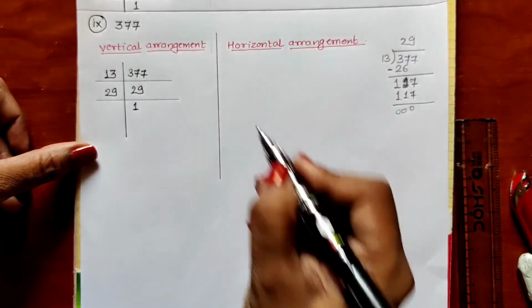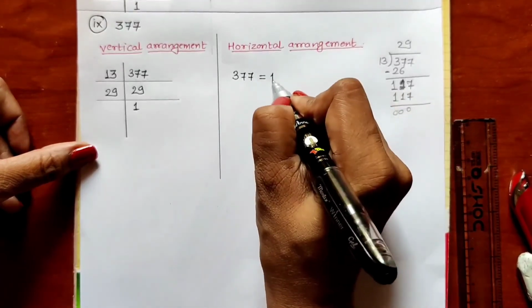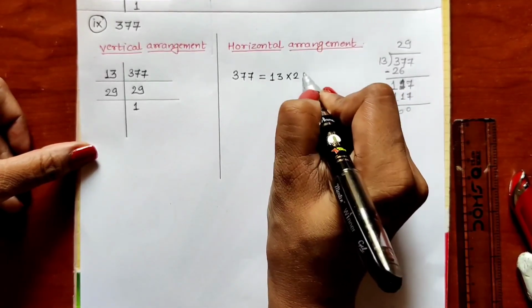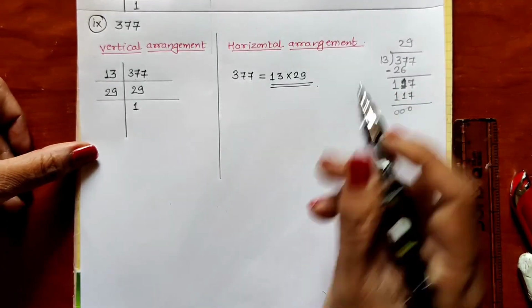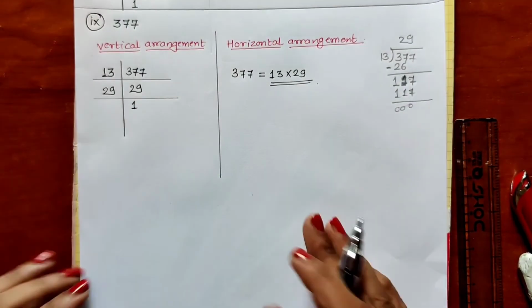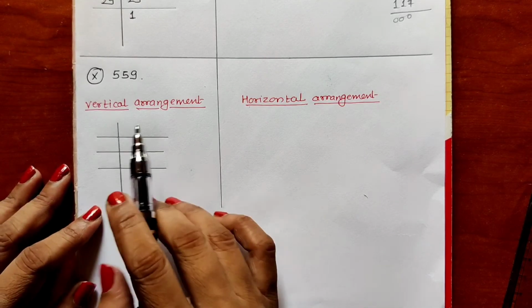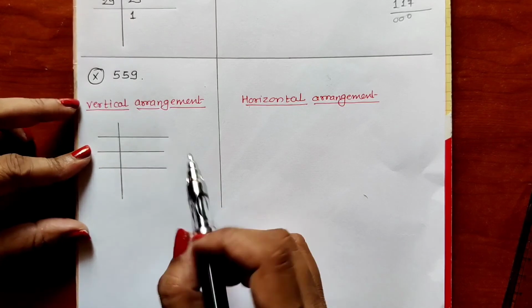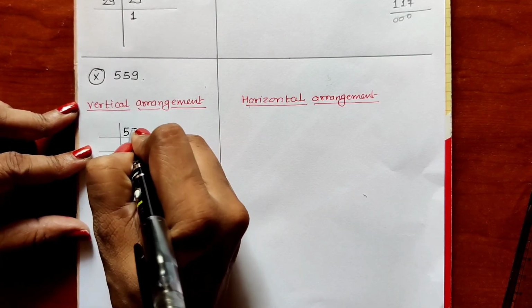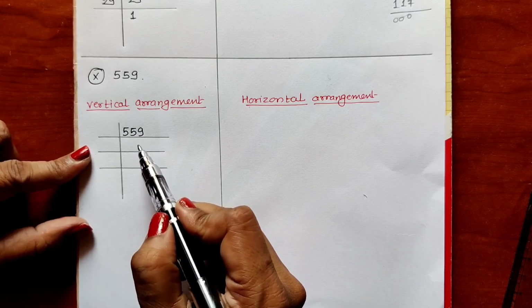29 ones are 29. So same method we will do here. 377 means 13 multiplied by 29. These are the prime factors of 377. They are not divisible by any other number. Now let us check the last sum, 559. 9 is there in the unit place. That means it is not divisible by 2.